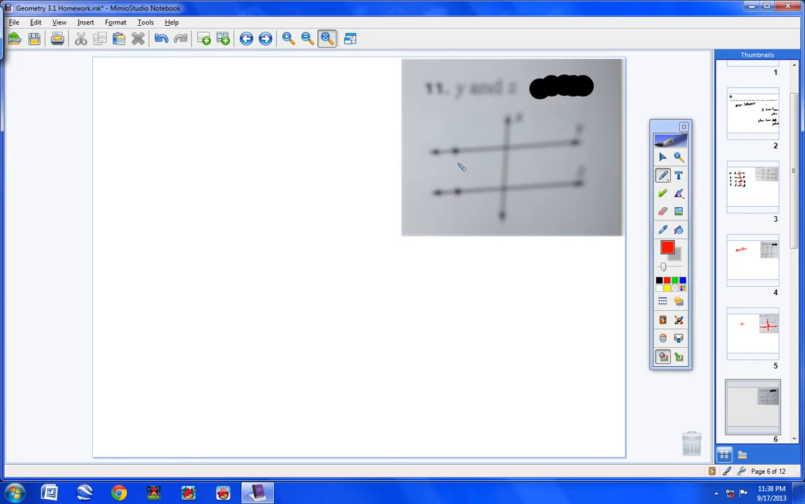All right, number 11, that's really bad. So you'll definitely need to look in your book. We're looking at Y and Z. Now here's Y. If you look in your book, you'll see that's a Y. And here's Z. That's a Z right there. And notice there's an arrow right here and an arrow right here. Those two lines are definitely parallel.